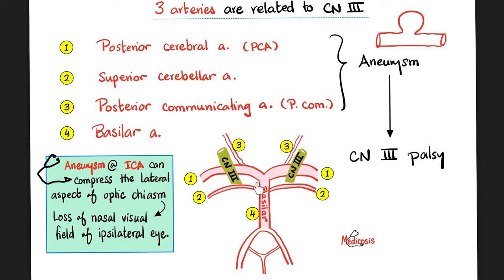If any of these lovely arteries develop an aneurysm, guess what? They can compress the oculomotor nerve, causing oculomotor palsy. For example, look at this. This is the posterior communicating artery, or PCOM for short. If I have a right posterior communicating artery aneurysm, it can press on the right oculomotor nerve, causing right oculomotor palsy. So my right eye will have a blown pupil, down and out, and ptosis.